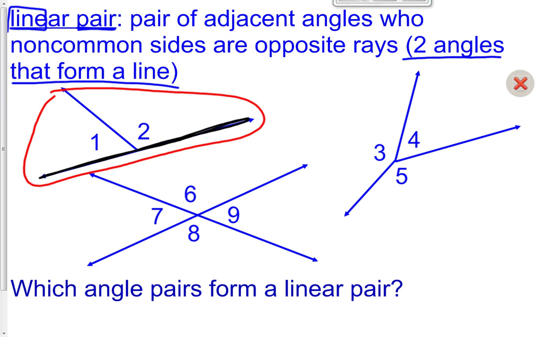That's a straight angle, or 180 degrees. So angle 1 and angle 2 form a line. They are a linear pair. For 3, 4, and 5, there's no way to combine two angles together to make a line. So for 3 and 4, there are no instances of linear pairs.